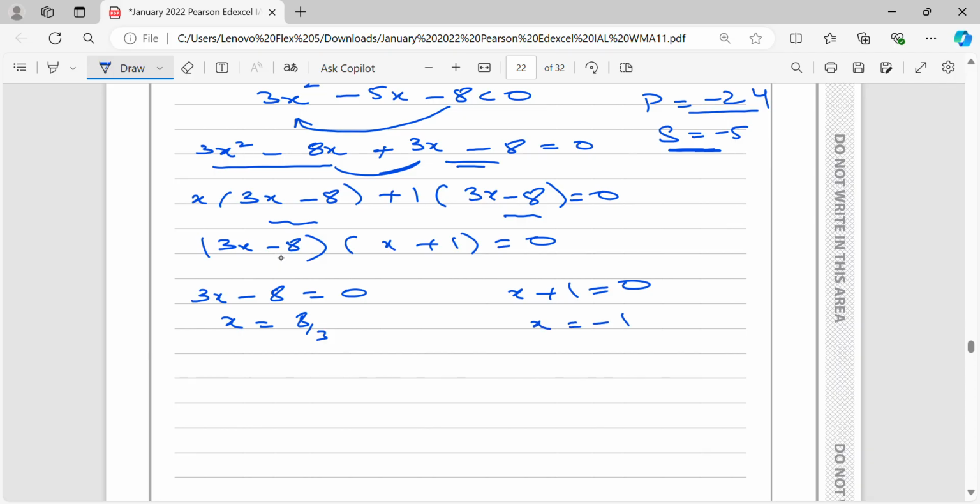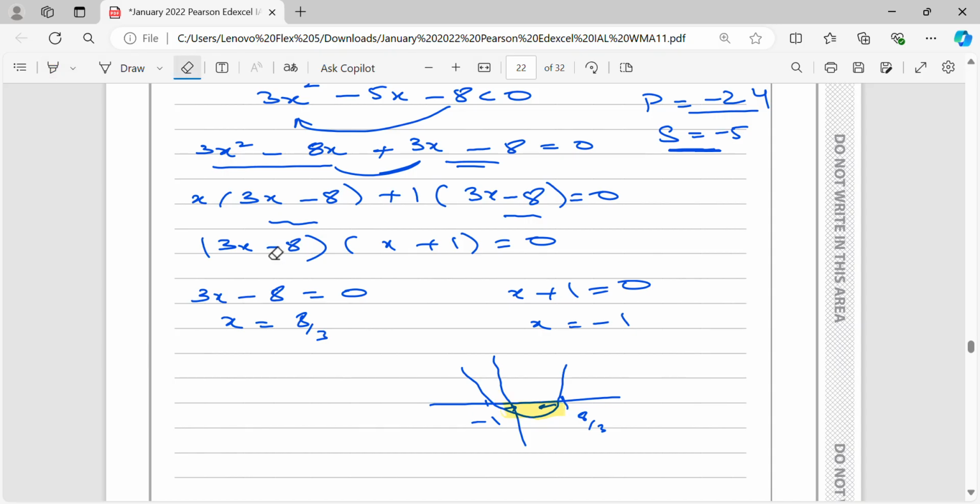So because this is a quadratic equation and it's a parabola, I have negative 1 here and 8 over 3, let's say it is 2 point something, so somewhere here. Okay. So if I roughly sketch a parabola and I want to know the range of values of x when it is less than 0. Okay, less than means below the x-axis. So if it is less than 0, the range for the values of x lies in this part.